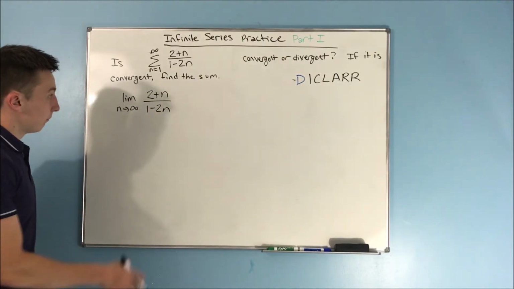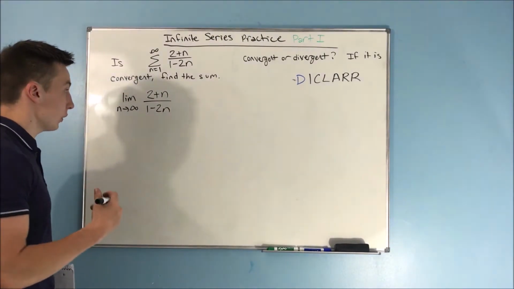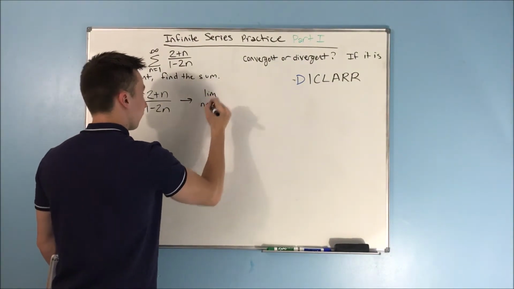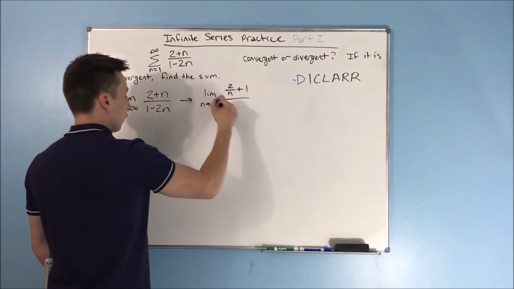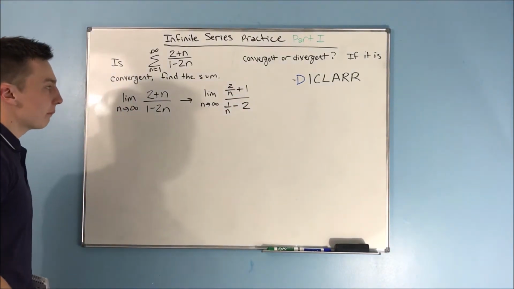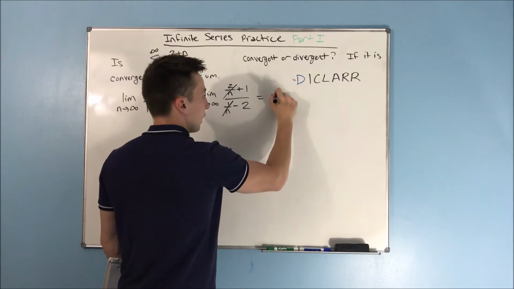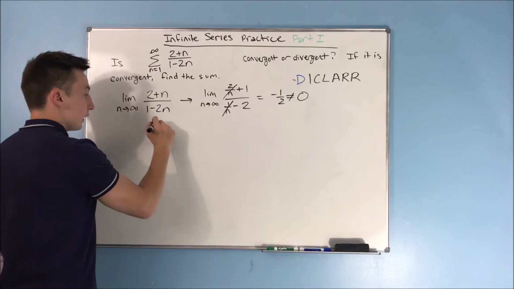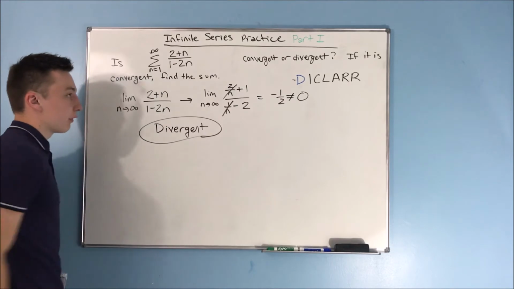Well, if we try to find our limit here, we can use L'Hopital, but we can also just divide every term by n. Whatever is easier for you. If we do that, we get (2 over n plus 1) over (1 over n minus 2). You can see as n goes to infinity, this and this go away, and you're just left with negative 1/2, which is not equal to 0. So this is divergent by the test for divergence.